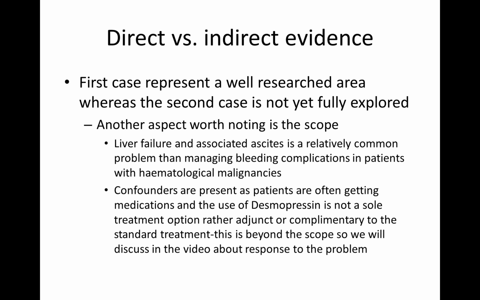You also have a lot of confounders available here. You have a number of variables which are affecting, because desmopressin cannot be a prime intervention because it's not the only treatment option available when a patient is bleeding with hematologic malignancy, receiving multiple chemotherapy, other medications. So you can't just go that broad into it.